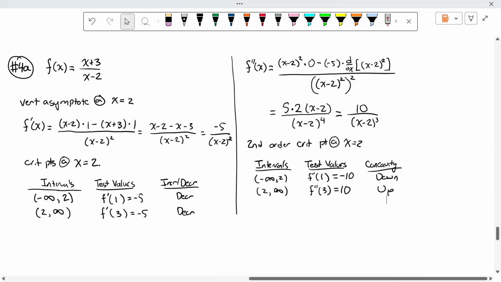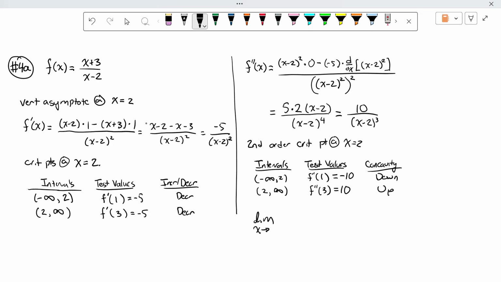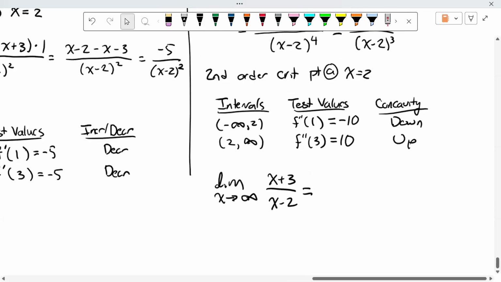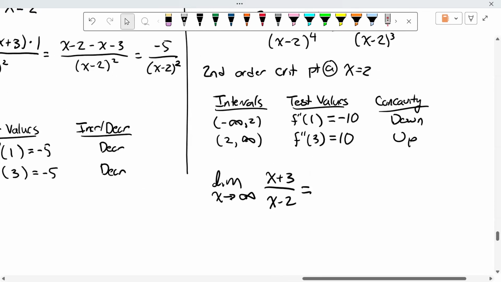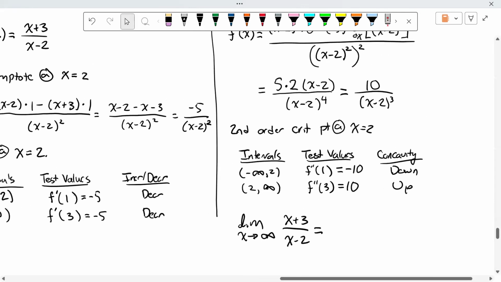All right, what's the next terrible thing we must do? We gotta take the limit as x goes to infinity of our function, x plus 3 over x minus 2. We have to take the positive and negative infinities separately. You could do them together, but I'm doing them separately. Sometimes you have to do them separately, sometimes you don't. In this case, you don't.